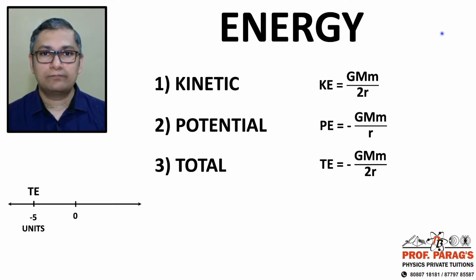We want to release this bondage, because it was bound to Earth. So how much energy should I give it, because right now it has minus 5 units? How much should I give it so that it becomes free from the gravitational influence of Earth? The answer is, just bring the number to such an extent that this negative sign goes away, because the negative sign indicates that the satellite is bound to Earth.